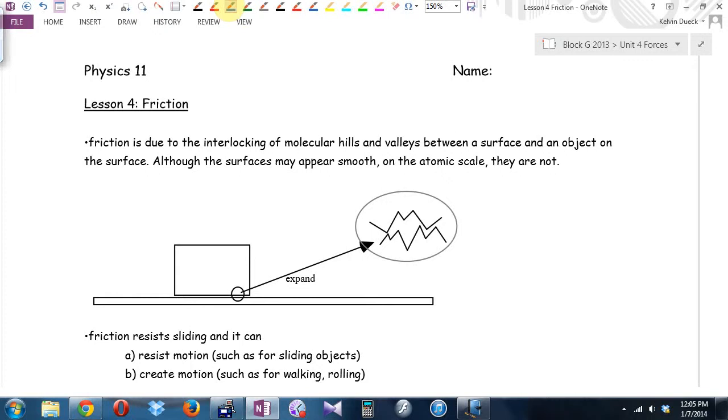Friction is a force that occurs when two objects try to slide across each other, and it resists sliding. It actually occurs if you zoom in on any object, even if it looks really smooth. You'll see that there are jagged cracks and crevices and hills and valleys. When two such surfaces rub across each other, they jerk along each other. We call that force friction. It's the interlocking of molecular hills and valleys between a surface and an object. So although surfaces may appear smooth, on the atomic scale they are not.